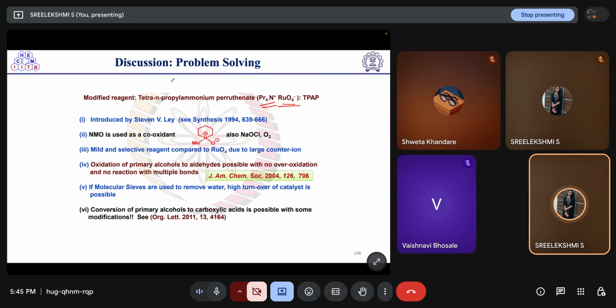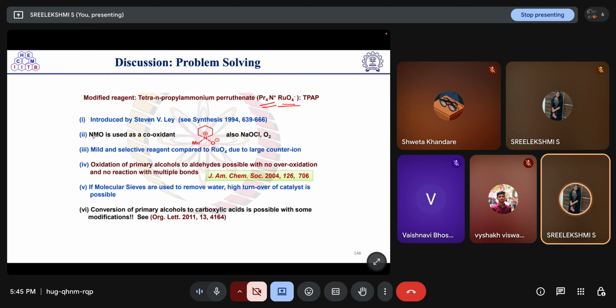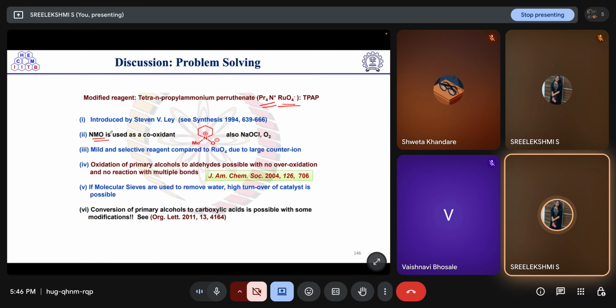For this reagent, NMO is used as a co-oxidant. NMO can be used as co-oxidant, or NaOCl or oxygen can be used as a co-oxidant. One advantage is that it is milder as compared to ruthenium tetroxide due to the large counter ion. Due to the presence of this large counter ion, its reactivity is quite slow, or it is much less reactive as compared to ruthenium tetroxide.